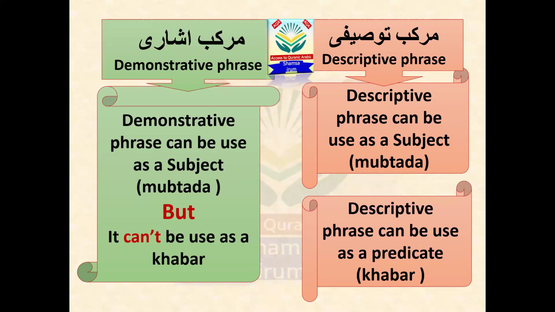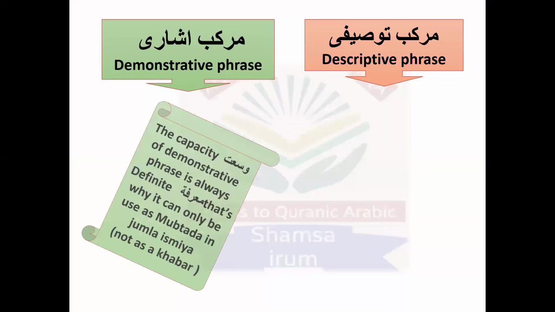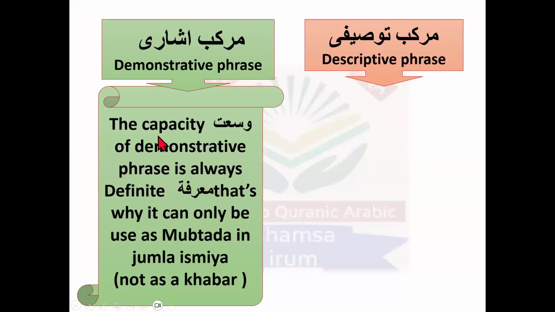But what's the reason behind it? The descriptive phrase we can use as a mubtada and as a khabar, for both parts of the nominal sentence. But the demonstrative phrase, the murakkab ishari, we can use only as a mubtada in jumla ismiya, and we can't use it as the other part, khabar, predicate. What's the reason? I will give you the reason now in this slide. I will explain to you about the murakkab ishari.